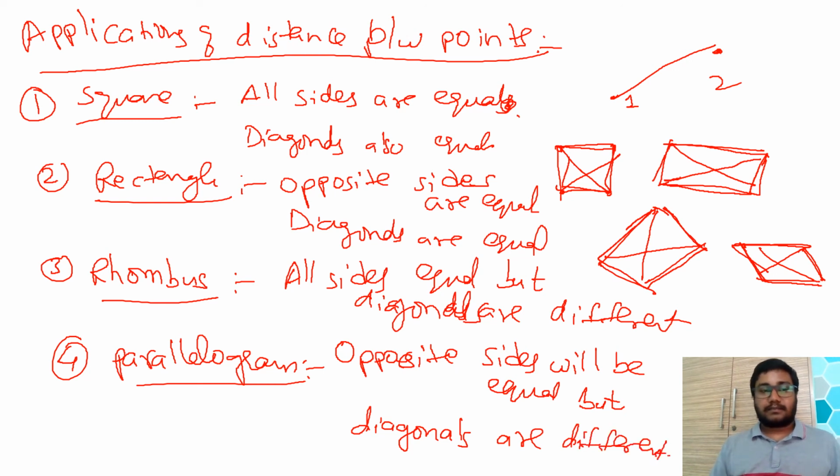So these are some of the applications of the distance between 2 points. You can determine whether it is a square, rectangle, rhombus or parallelogram by using these properties.